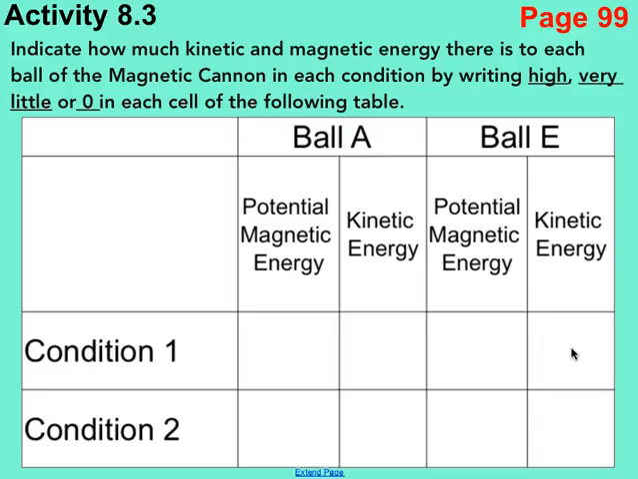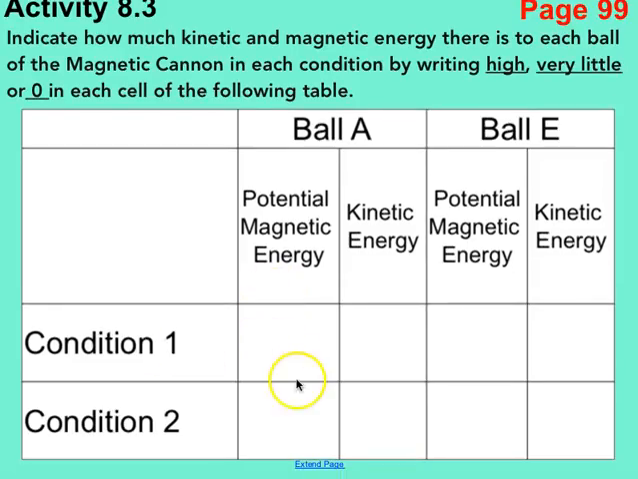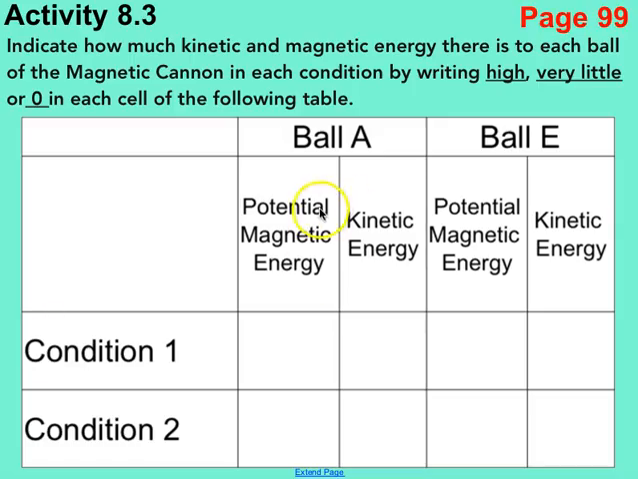All right. So you've had a chance to do that. Let's look at condition 2. It's the other end. Ball A is already touching the magnet. So right now in condition 2, look at ball A: potential magnetic energy and kinetic energy. Look at where ball A is. Is its potential magnetic energy high, very little, or 0? How about kinetic energy? Is it high, very little, or 0?